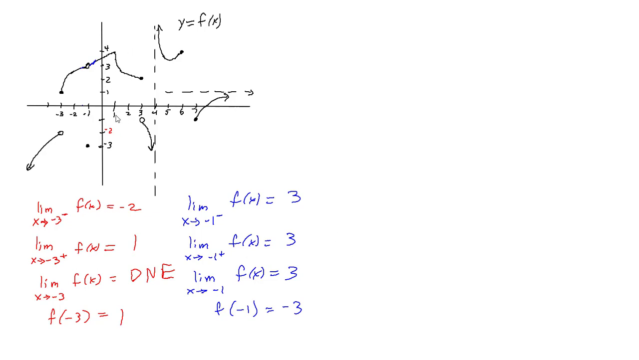All right, what about around x equals 1? What would we say here? Limit as x approaches 1 from the left, from the right, and the two-sided limit, and then the function value.